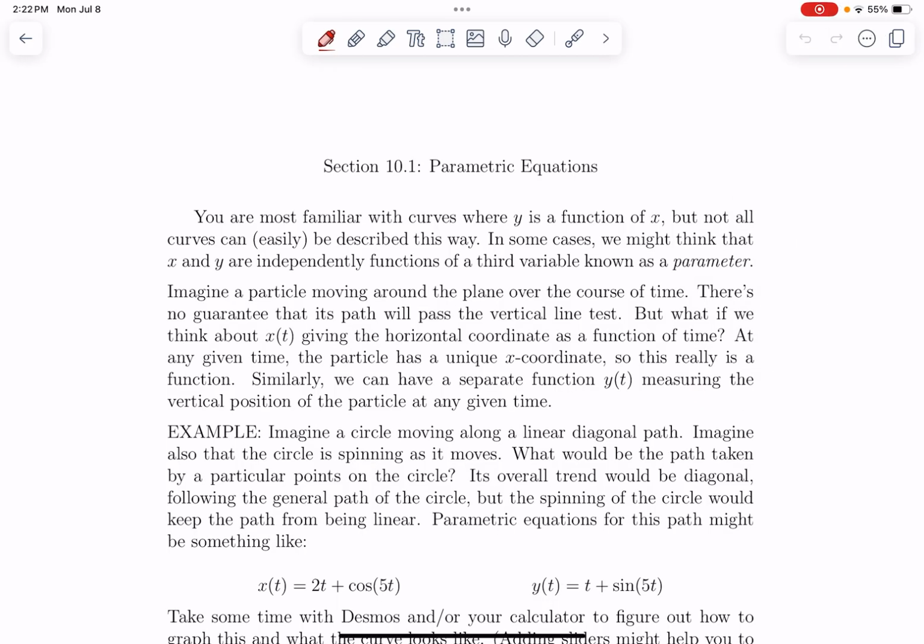Hello. In this video, I'll be talking about section 10.1 on parametric equations, and this is actually a very long section in terms of things worth covering, so I might break this video into smaller parts.